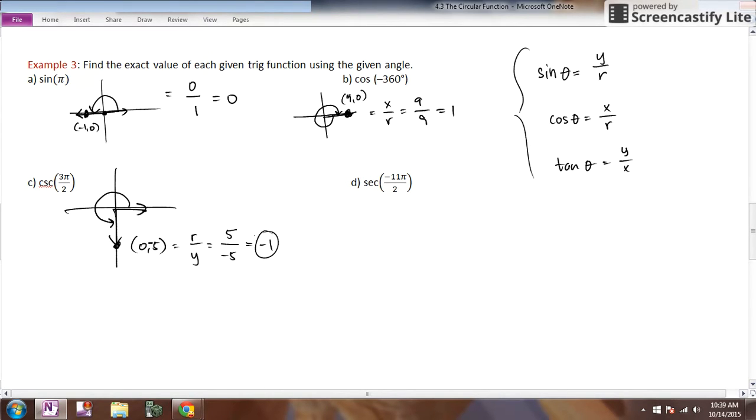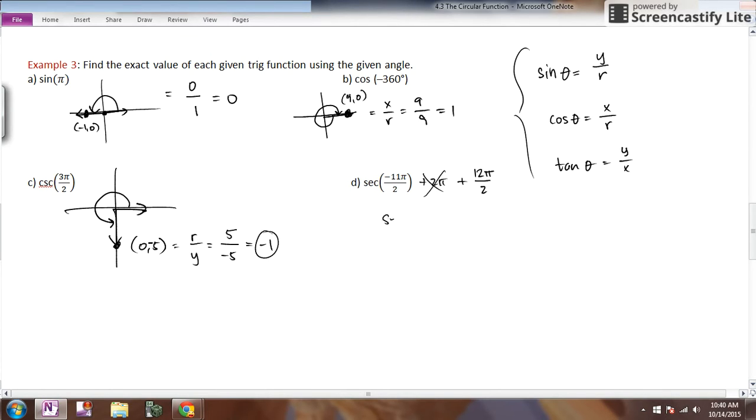And now, last but not least, secant of 11 pi over 2. Well, that I don't like, because I don't know where 11 pi over 2 is. The good news is I can add 2 pi's and not change what it looks like at all. So I'm actually going to add 12 pi over 2, because that is legal. Why? That is 3 revolutions around. So I just added 3 revolutions.